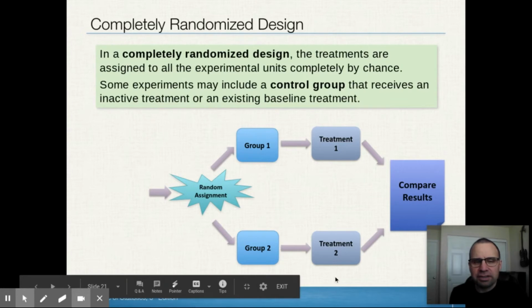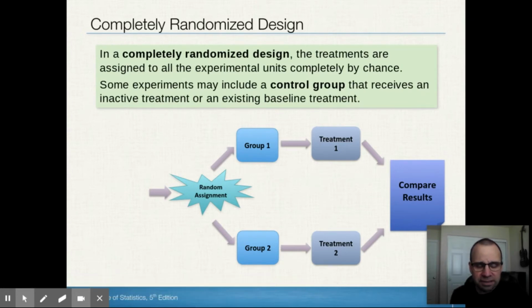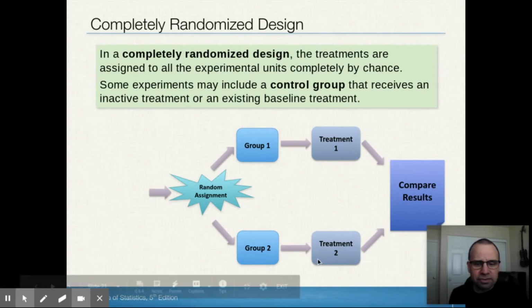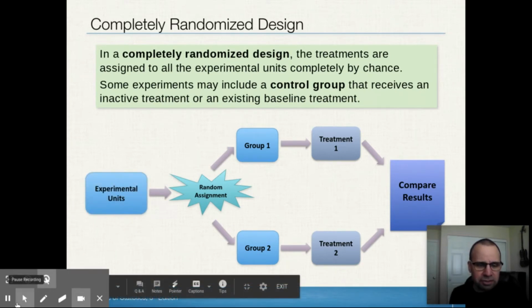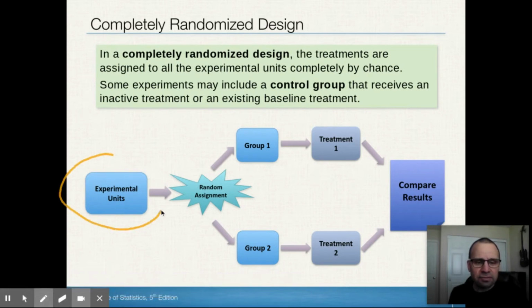I love this graphic. It shows a completely randomized design. By the way, that's a vocabulary word. You should write that down. In a completely randomized design, you start with your experimental units. In this case, my example was you've got your classroom full of students, and you use some sort of chance process. And I gave you the example of putting people's names on a slip of paper into a hat, or you could use a random number generator, or flip a coin, or roll a die.